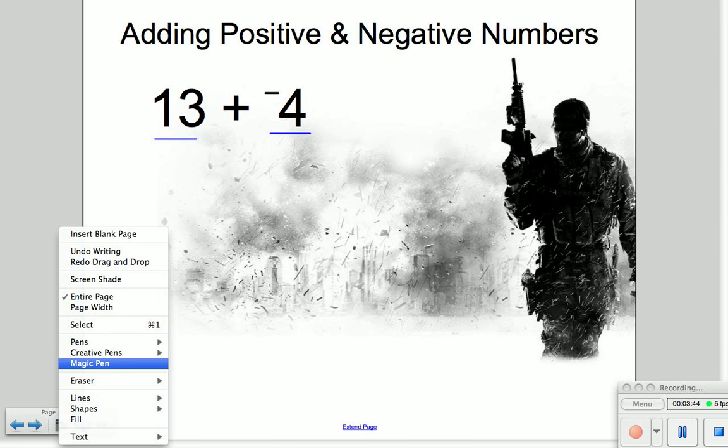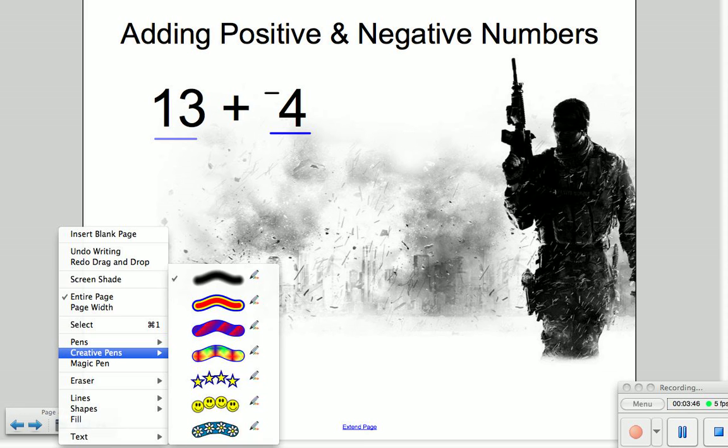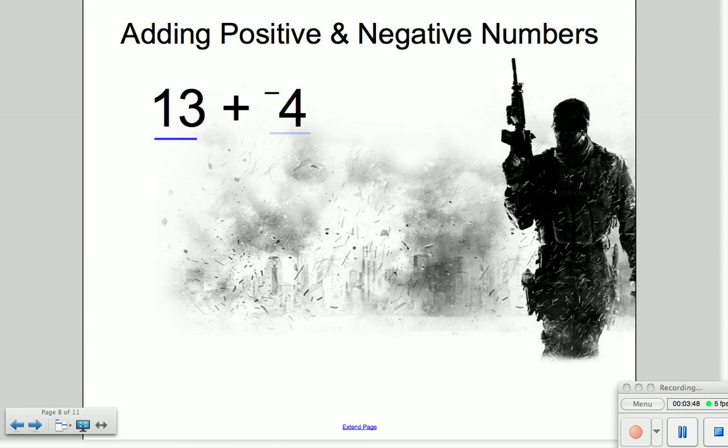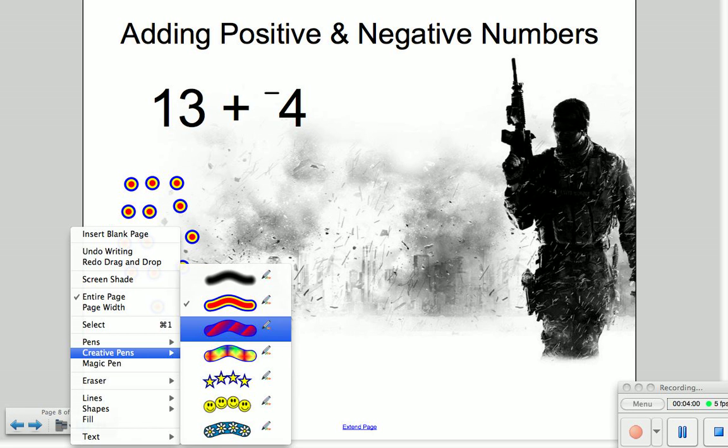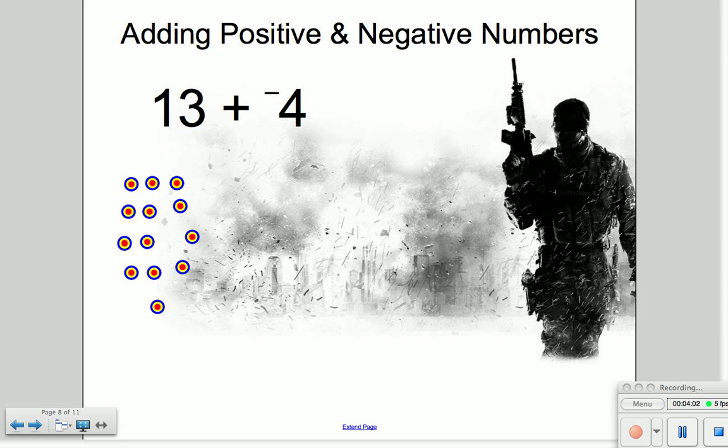one team left. Now, just to save time, what I'm going to do is we got 1, 2, 3, 4, 5, 6, 7, 8, 9, 10, 11, 12, 13 soldiers on the positive side. That's right, I'm using the fancy pens. Yeah. And then on the negative side, we have 1, 2, 3, 4.